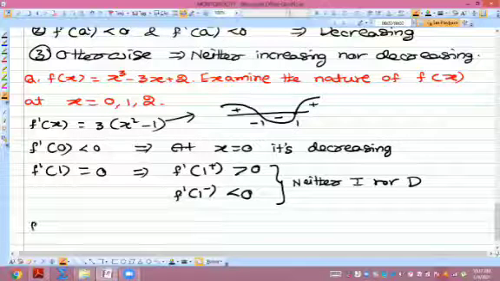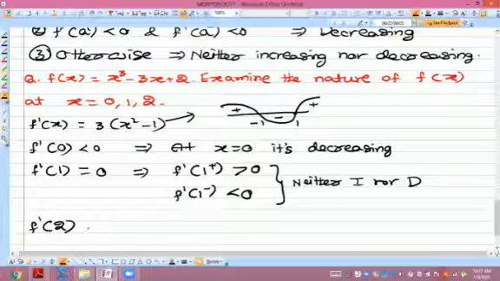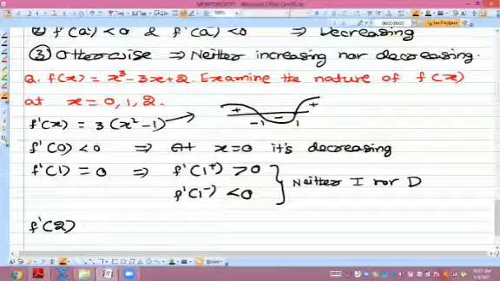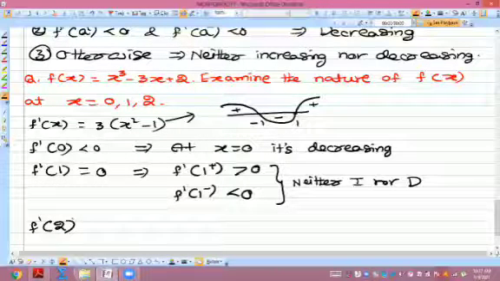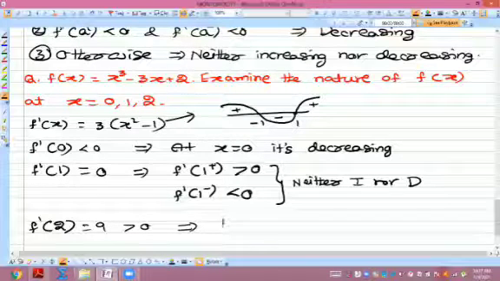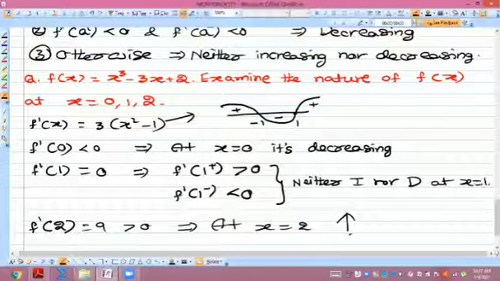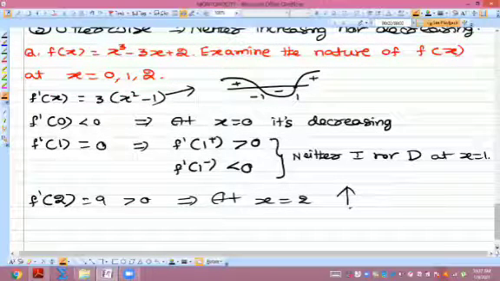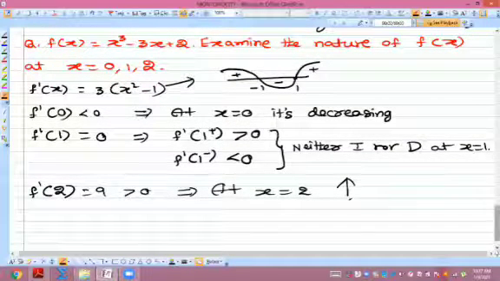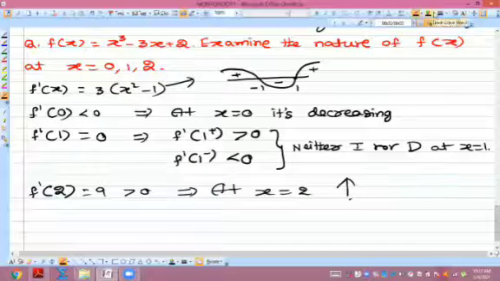Similarly, what is f dash of 2? Positive or negative? It is 9, so that is positive. That implies at x equals 2, it is increasing. Understood, all of you? Yes, sir.